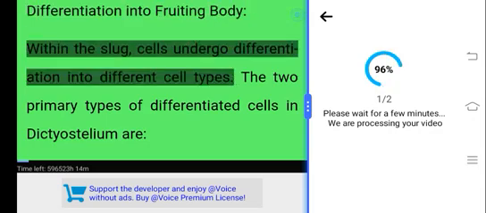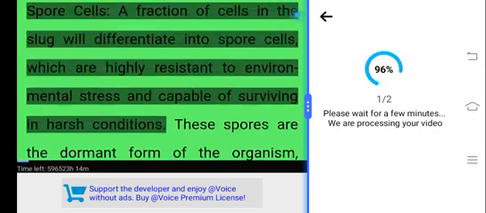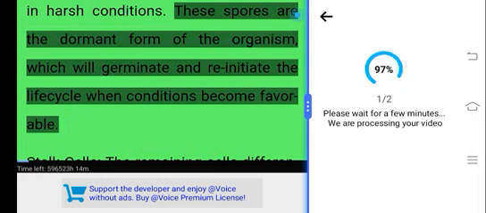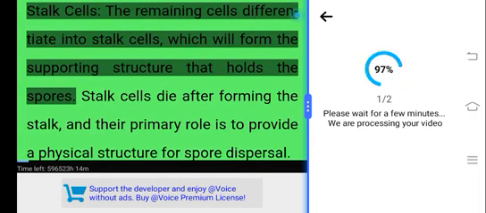Differentiation into fruiting body. Within the slug, cells undergo differentiation into different cell types. The two primary types of differentiated cells in Dictyostelium are spore cells. A fraction of cells in the slug will differentiate into spore cells, which are highly resistant to environmental stress and capable of surviving in harsh conditions. These spores are the dormant form of the organism, which will germinate and reinitiate the life cycle when conditions become favorable. Stalk cells. The remaining cells differentiate into stalk cells, which will form the supporting structure that holds the spores.